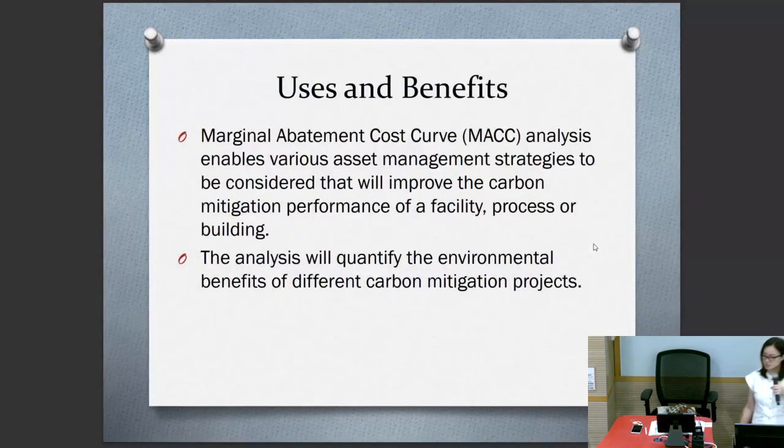Okay, use and benefits. The marginal abatement cost curve analysis enables various asset management strategies to be considered and will improve the carbon mitigation performance of a facility, a process, or a building. The analysis will utilize environmental benefits of different carbon mitigation projects. So in the carbon abatement curve, we can study how much carbon can be reduced. Unlike the payback period and the present value, which are just about money, the abatement curve is about how much the environmental impact can be reduced.